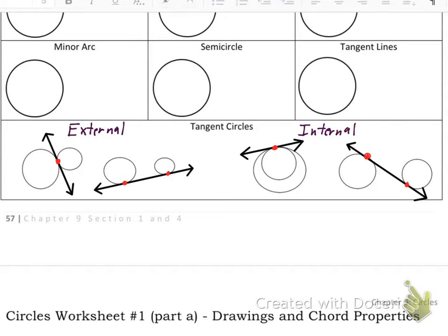And what I like to think, I always picture if it's external or internal. Remember, it won't pass this midline if it's external. If it's internal, it'll cut that midline right down the middle.